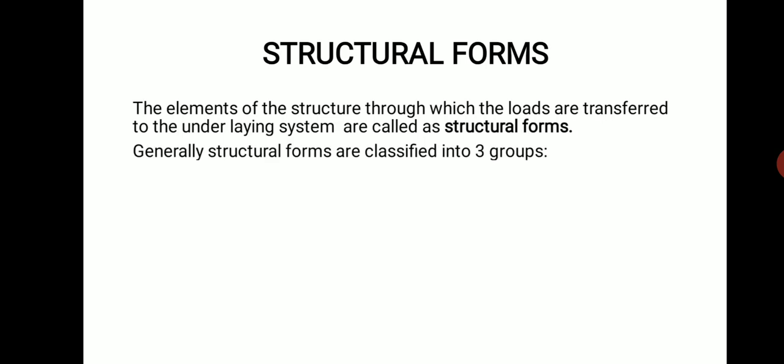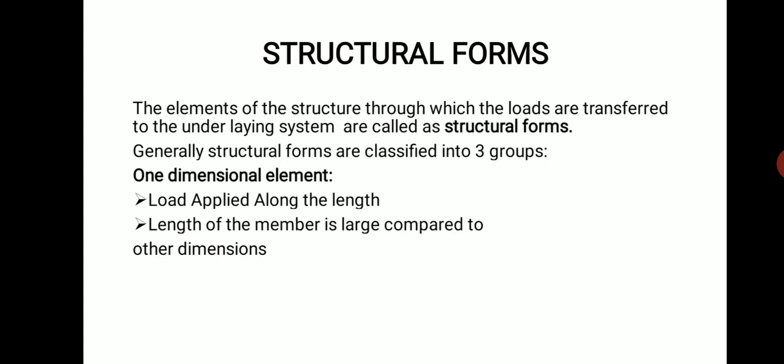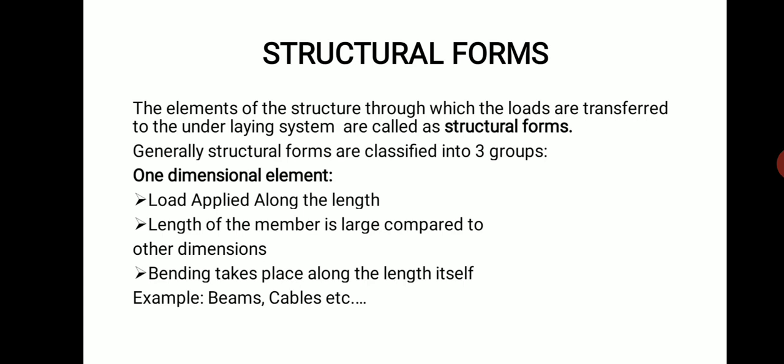a structural form. Basically, the structural forms are classified into three categories. So first one is the one dimensional structural element. So here in this type of element, the load is applied only along the longitudinal axis or along the length, and the length of the member is very large compared to the width or depth of the structure.